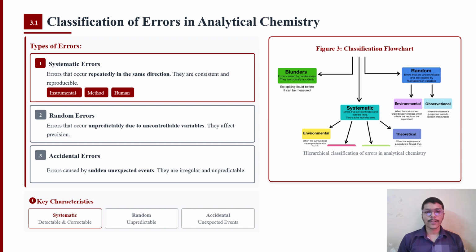Now coming to figure 3, classification flowchart. This flowchart shows the hierarchy of different types of analytical errors. It explains that systematic errors affect accuracy, random errors affect precision, while accidental errors produce major deviations in results.